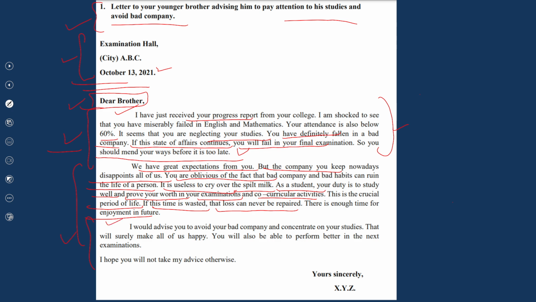I would advise you to avoid your bad company and concentrate on your studies. That will surely make all of us happy. You will also be able to perform better in the next examination. And the closing: I hope you will not take my advice otherwise. Yours sincerely, XYZ, or you can also write it over here at the left side of the paper.